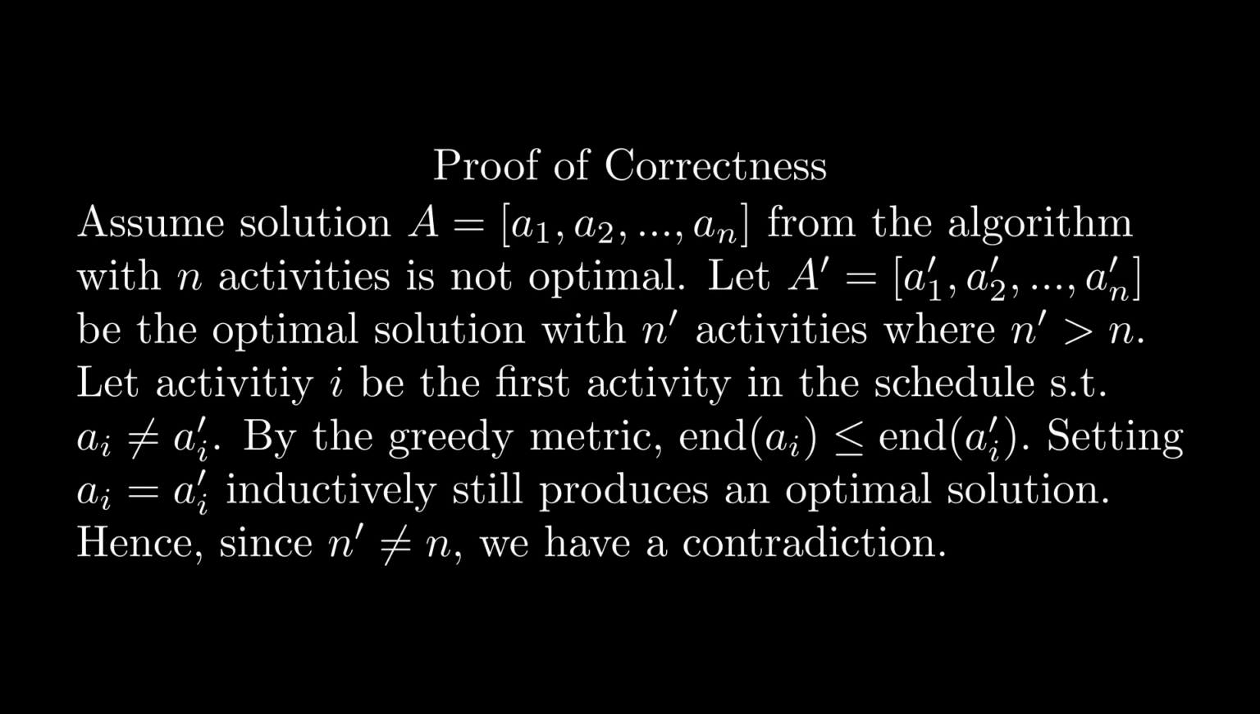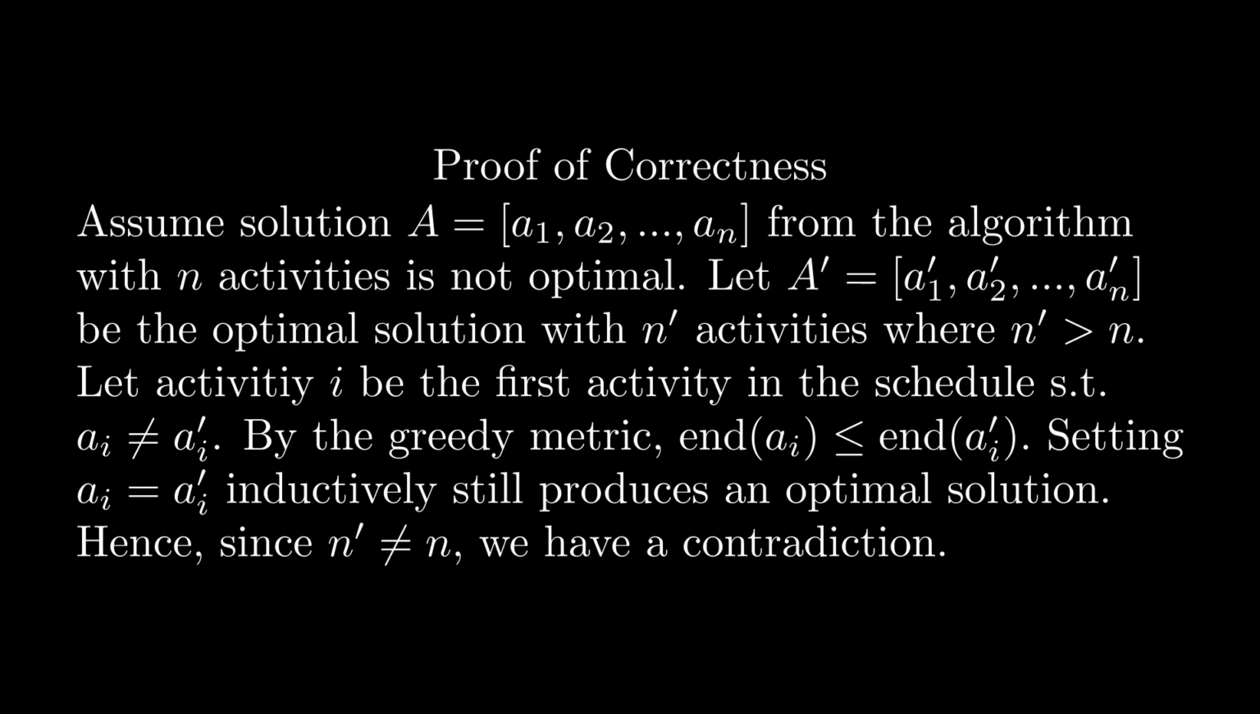Suppose the first instance of this difference occurs at the ith activity, and label the corresponding event in A as A_i, and that in A' as A'_i. By the greedy metric, the end time of A_i is less than or equal to that of A'_i. Furthermore, if i is greater than 0, then the activities chosen before this point are trivially the same in both schedules, meaning that the start time of A_i is greater than the end time of A'_{i-1}. Hence, we can swap A'_i with A_i in A' and still produce a feasible schedule without reducing the number of activities, meaning that optimality is maintained.